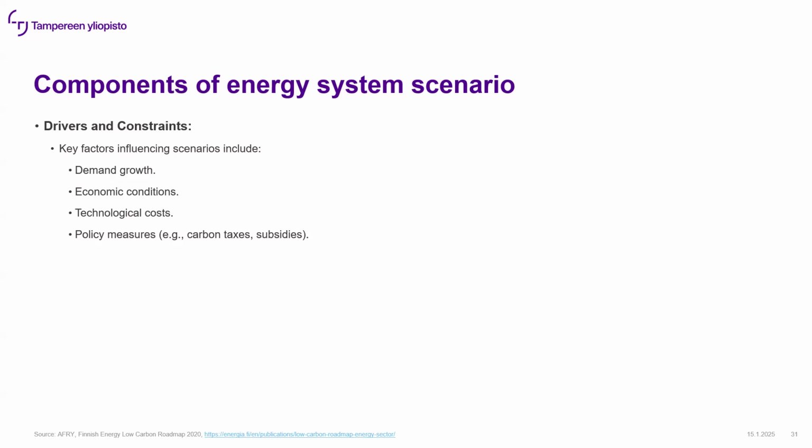So demand growth, economic conditions, technology costs, policy measures. For example, for solar panels, the cost per produced energy unit has gone drastically down and it's still decreasing. I'm still waiting for the day when I can paint the wall with solar panel paint, attach some wires in there and get the electricity. We're not too far from that. I mean, it's become really, really cheap to make these solar panels, and it's decreasing all the time.